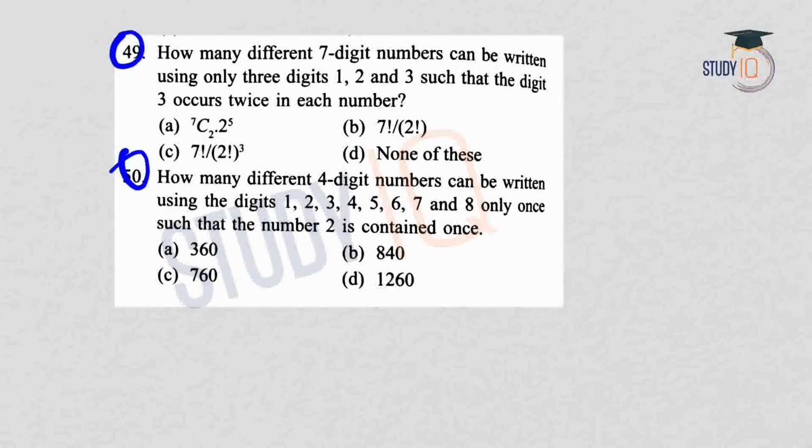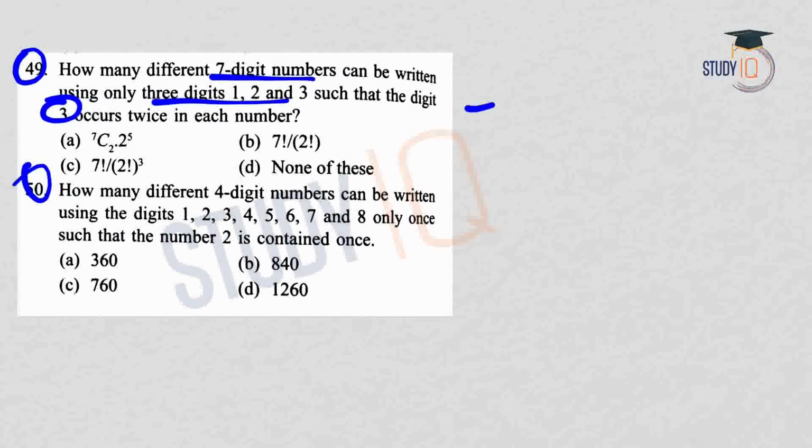Okay, so I hope you understood the question. What they're saying is we need to make 7-digit numbers, right? So we need to know how many different 7-digit numbers can be written by using 3 digits 1, 2, 3. What is the condition? 3 occurs twice in each number. So we need to see how many 7-digit numbers are possible.